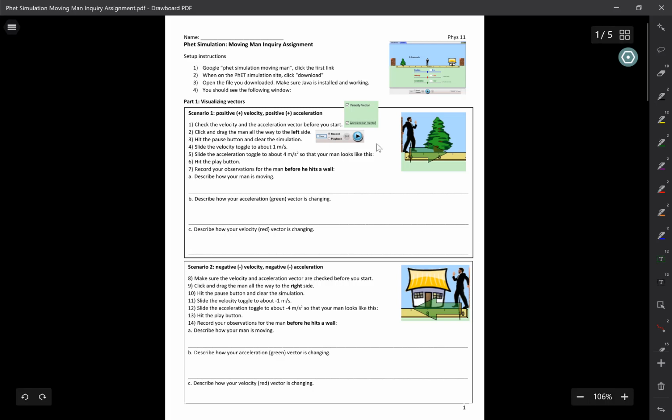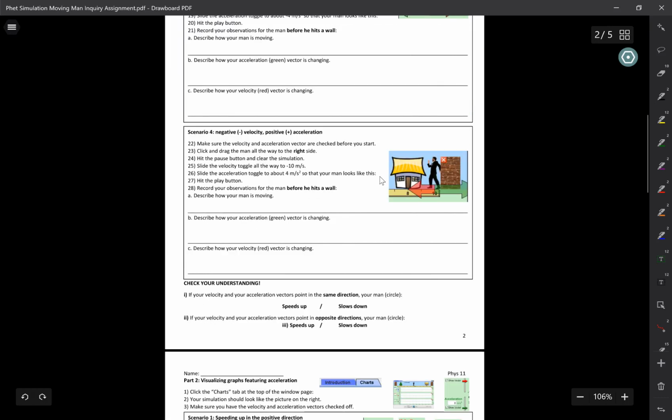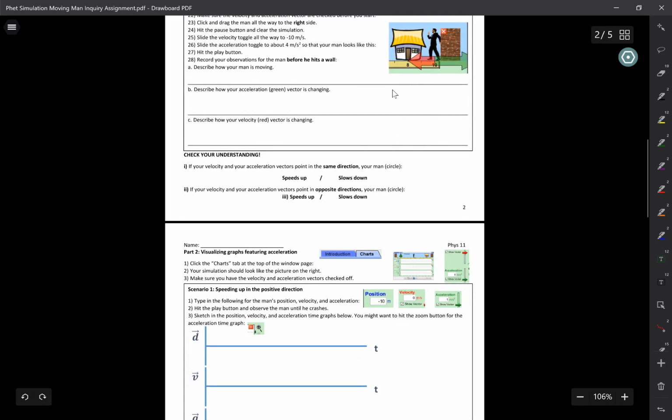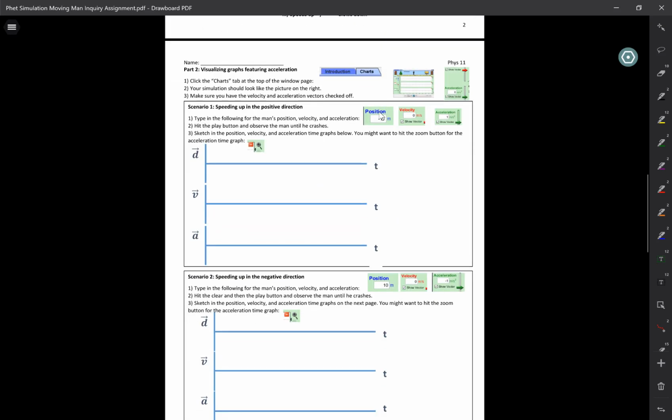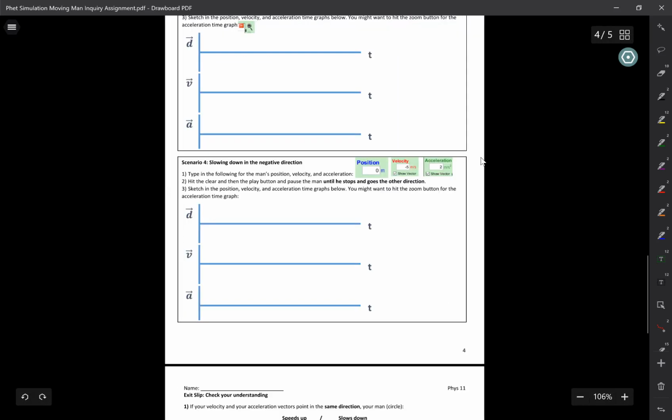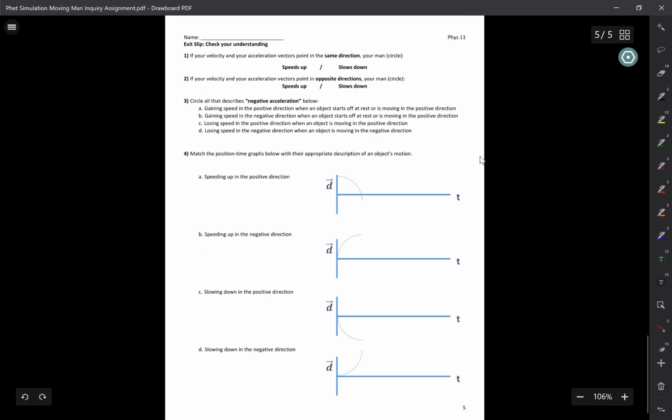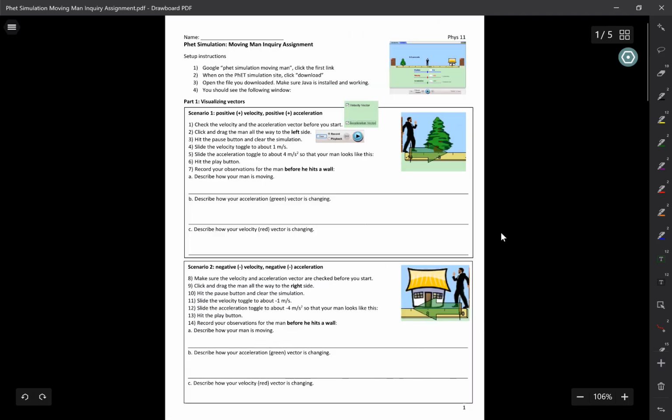In part 1 you'll get to visualize the acceleration and velocity vectors and how the moving man is moving in regards to that. The second part of the assignment is to get you to visualize how this motion would look like on your position, velocity, and time graphs. And last but not least, right at the very end, when you finish everything, you do want to complete this exit slip, hand it in, so that I get to see whether or not you've understood the learning outcomes in this assignment. Okay, so let's get started.